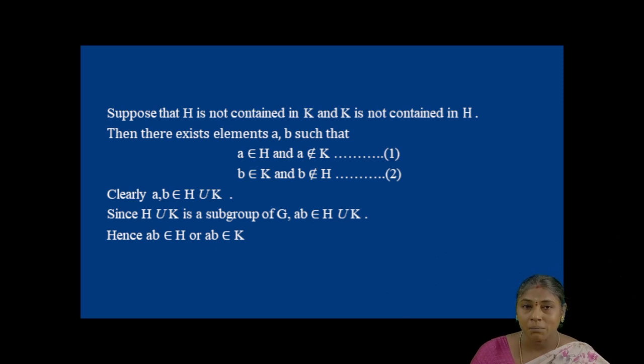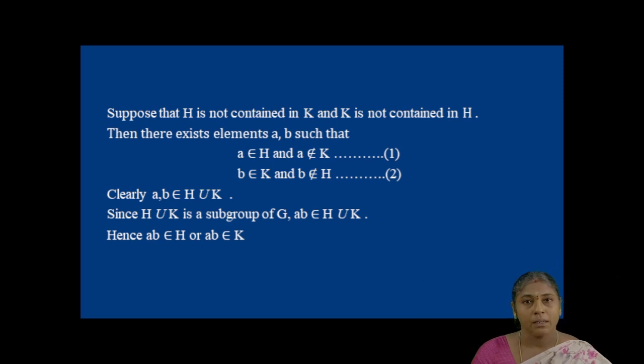Then there exist elements A, B. We are going to consider two elements A and B such that A belongs to H, but A does not belong to K. We are assuming it as equation number 1. The next case is B belongs to K and B does not belong to H. We are assuming it as equation number 2. Why we are assuming in this manner: we have assumed that K is not contained in H and H is not contained in K. So we can assume in this way.